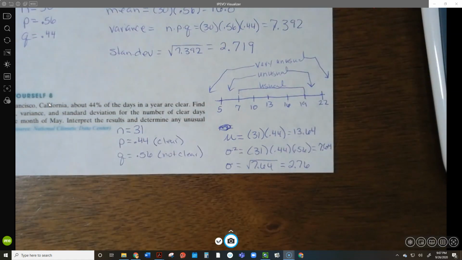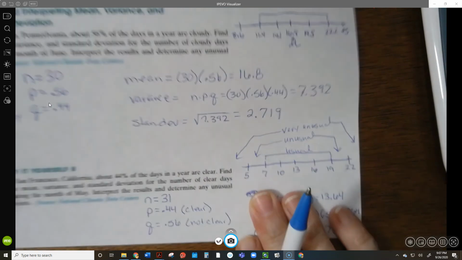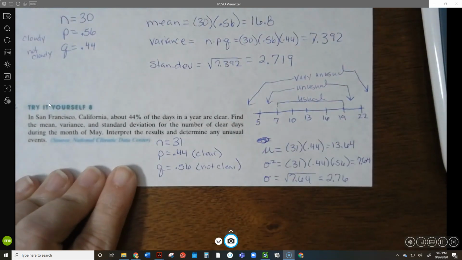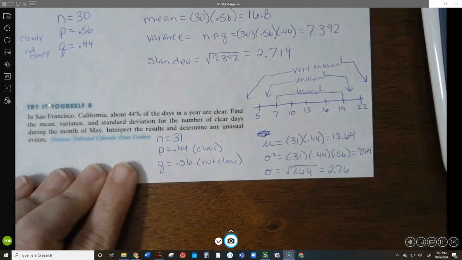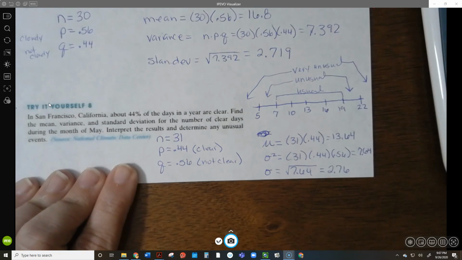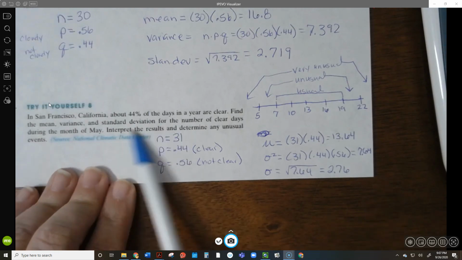So I could ask you a question. San Francisco only had 2 days of clear weather in the month of May. Which of the following best describes that outcome? You would say very unusual. Or I could say in San Francisco, California, during the month of May, there were 20 days of clear weather. Which of the following best describes that outcome? 20 days. Usual, unusual, very unusual. It would be unusual. So that's what they're talking about when they want to know if you can describe it.